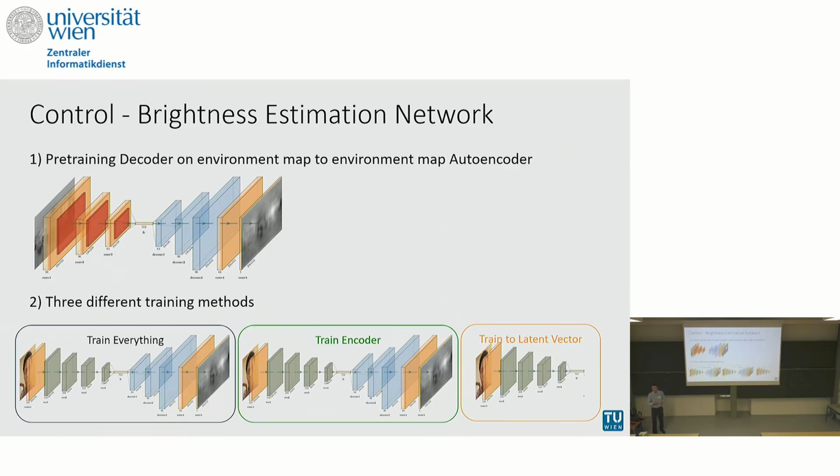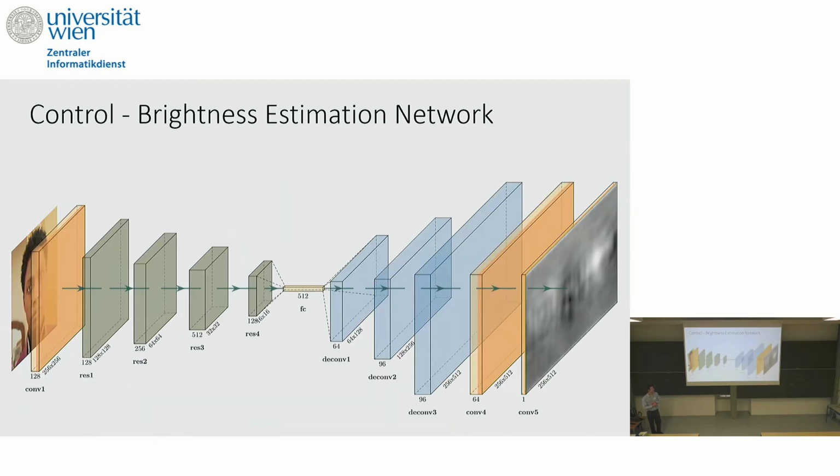Do you have skip connections between all the different scales? Or is it like an autoencoder-decoder structure? Do you have skip connections as well? In this case, no. I think there were no skip connections. I think they were just this middle latent vector.